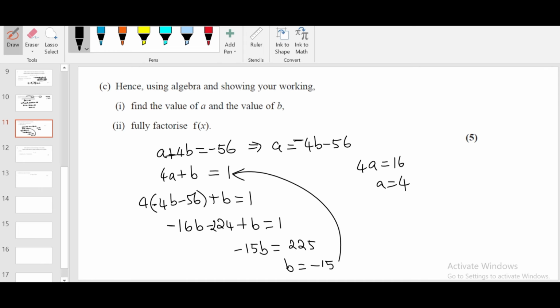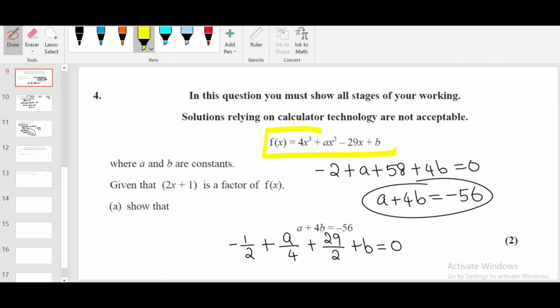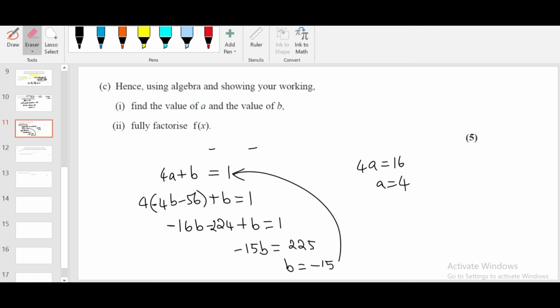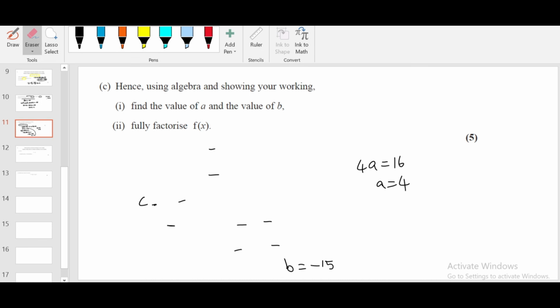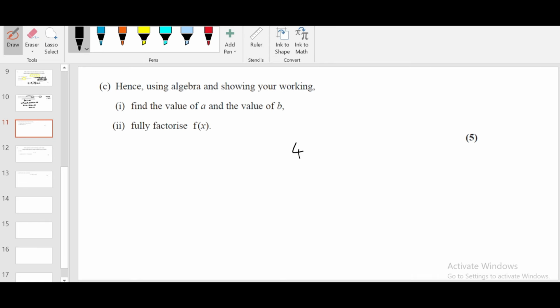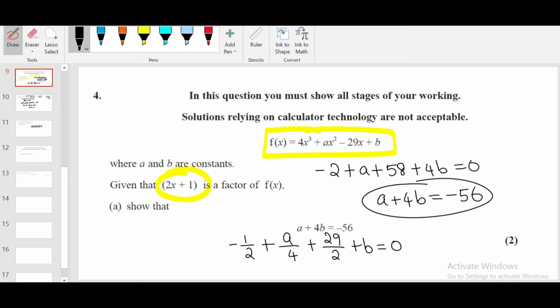Now they want you to fully factorize f of x. In this function f of x, let's sub in the value of a and b first. And we know 2x plus 1 is a divisor. It's a factor. So we need to use the long division method. Remember the value of a and b. A is 4, b is negative 15. So I'm going to take the function now: 4x cubed plus ax square, a is 4, 4x square, minus 29x plus b, negative 15. I'm going to divide this function by the factor 2x plus 1.